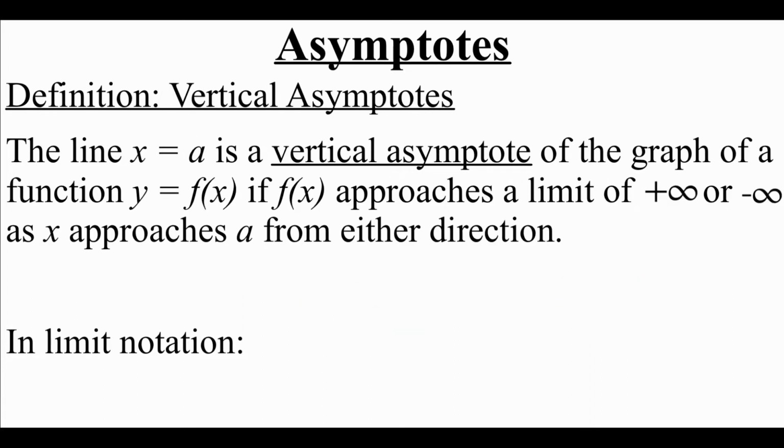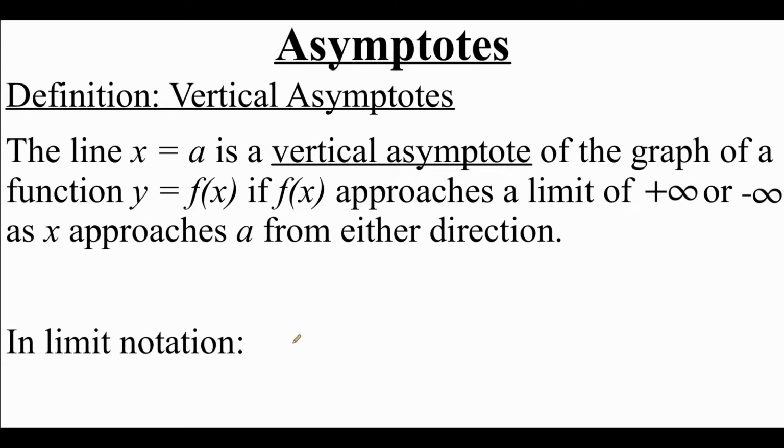Now we've also got a more formal definition of our vertical asymptotes as well. The line x equals a, in an x equals equation, is a vertical line equation. So the line x equals a is a vertical asymptote of our graph for our function y equals f of x if our function values, our y values, approach a limit of either positive infinity or negative infinity as we approach a specific x value from either direction.